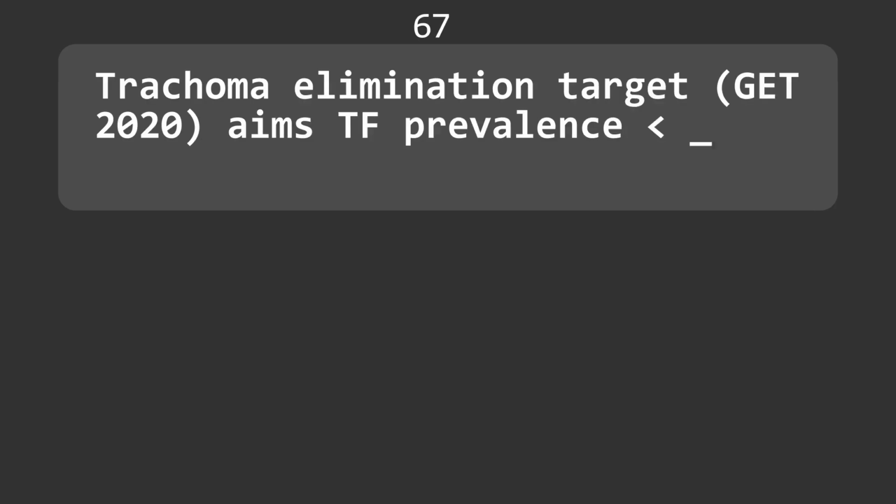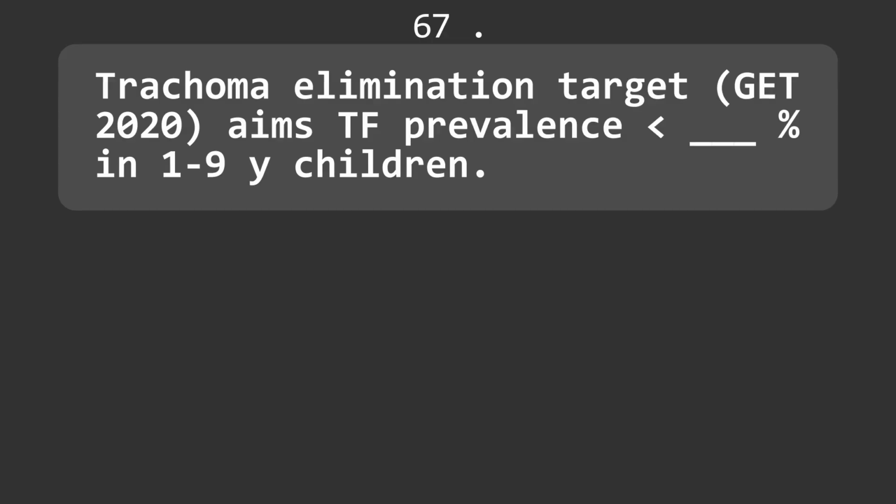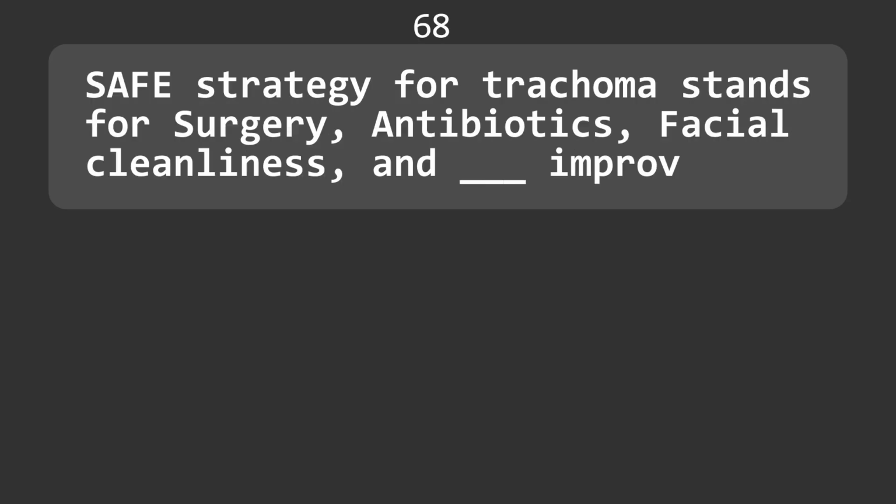Trachoma elimination target, GET 2020, aims for TF prevalence below 5% in 1 to 9-year-old children. SAFE strategy for trachoma stands for surgery, antibiotics, facial cleanliness, and environmental improvement.